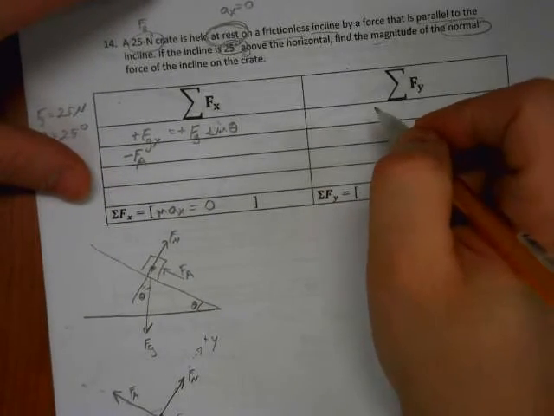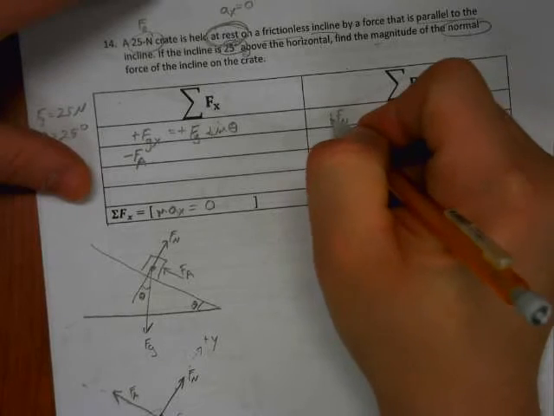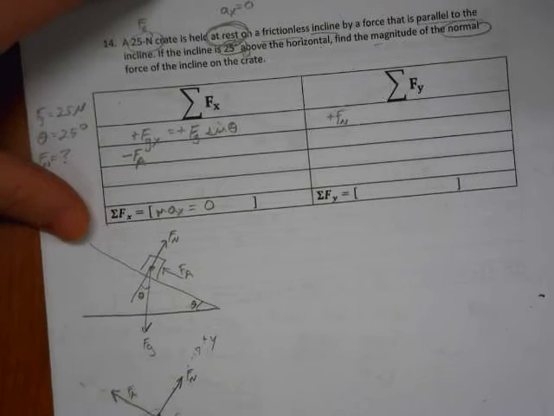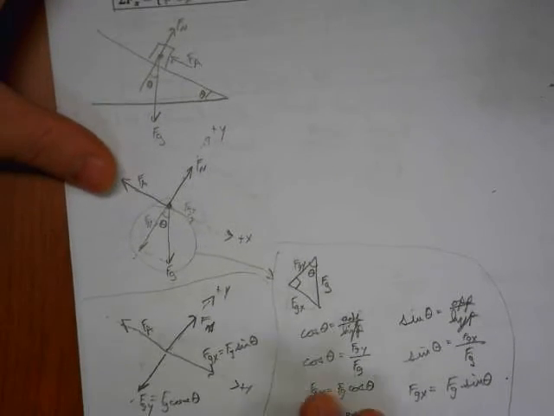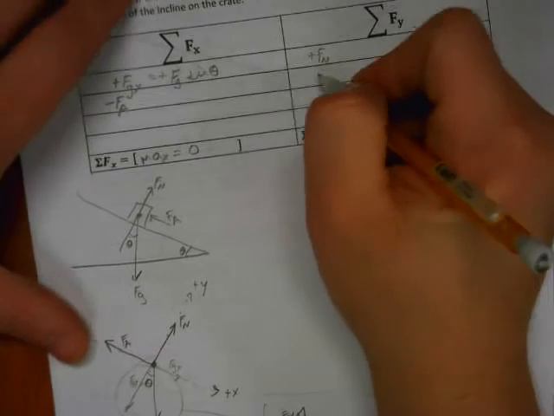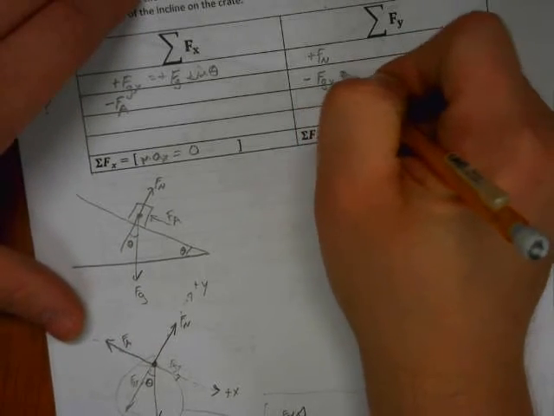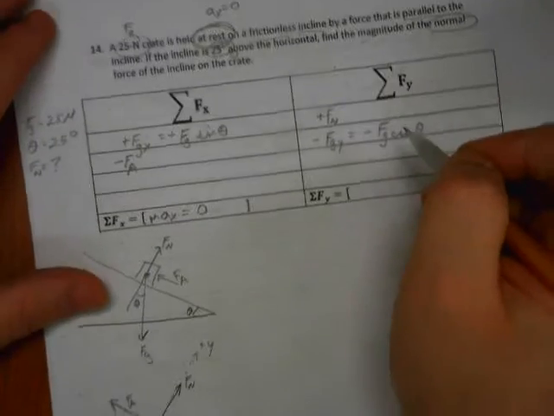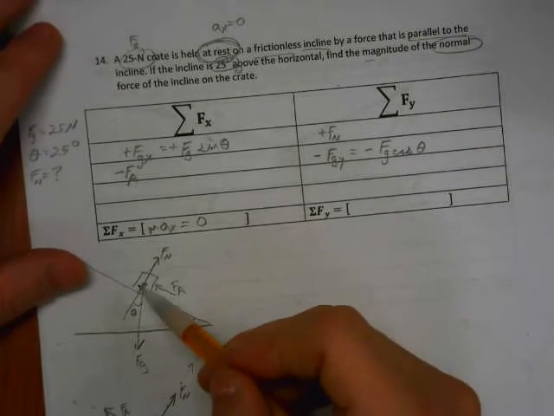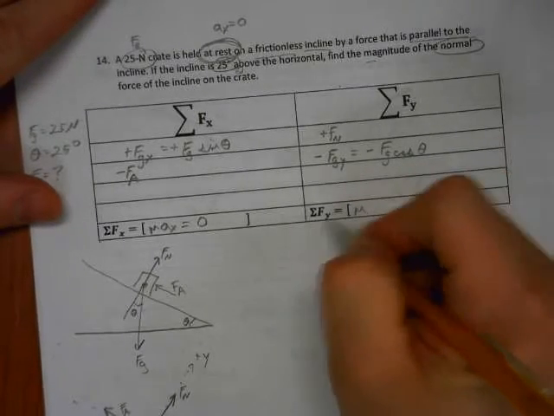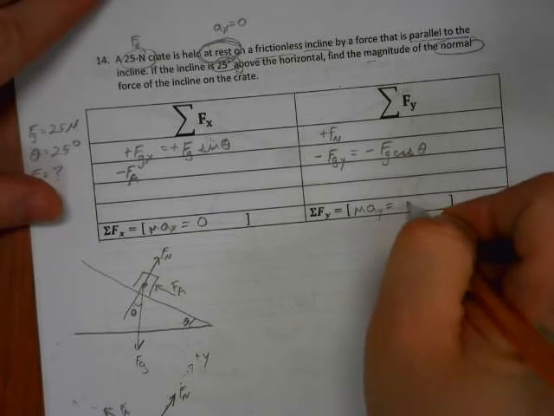In the y direction, we have the normal force, which is positive, and we also have this component of the weight, FGY, and that is going to be negative. So we have negative FGY, which equals negative FG cosine theta. Now, in the y direction, is the crate moving at all? Well, no, it's not moving at all because it's not sinking or floating. So that means the sum of the forces equals ma as usual, and that equals 0.